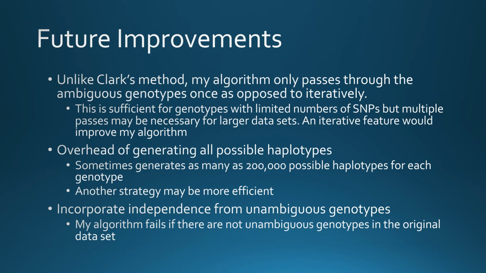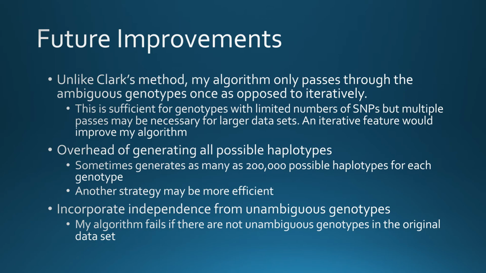So just some thoughts after doing this project and considering how the performance and the accuracy played out. There are several future improvements that I would make to my algorithm. First of all, unlike Clark's method, my algorithm, as I was just saying, only passes through the ambiguous genotypes once as opposed to doing it iteratively. And this is sufficient for genotypes with a limited number of SNPs, for example, the easy case with 30 SNPs.